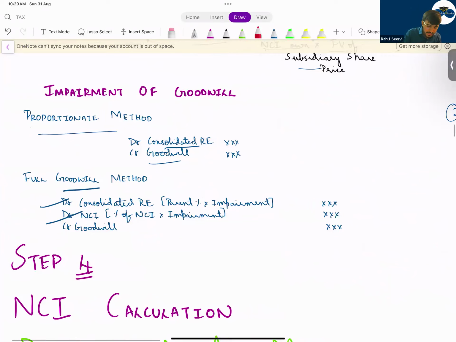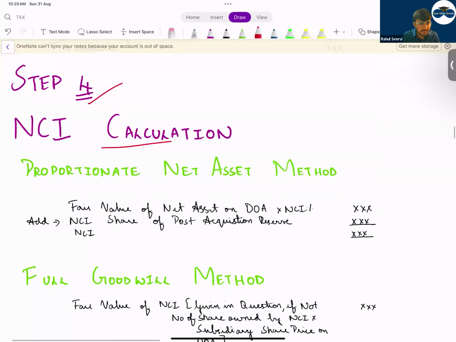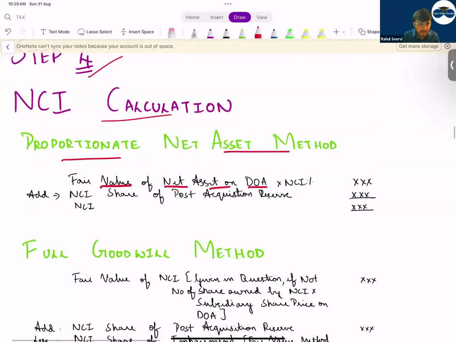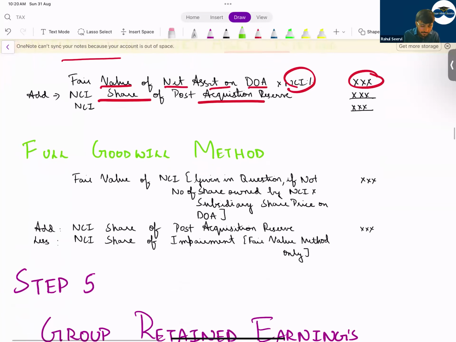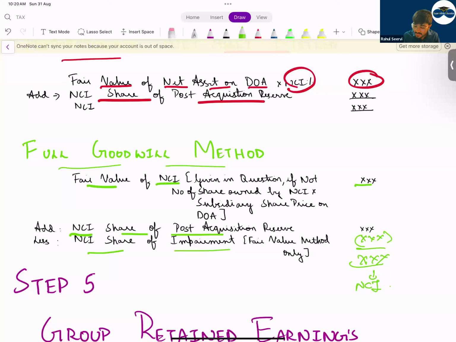Then, next step number 4, NCI calculation. In the proportionate net asset method, we take the fair value of the net assets on the date of acquisition times NCI percentage, then NCI share of post acquisition reserves. In the proportionate method, there is no impairment that should be given. In the full goodwill method, we take the fair value of the NCI given in the question. If it's not given, take the number of shares times the share price, add NCI share of post acquisition reserves, and add NCI share of impairment loss also. So we get NCI at the reporting date.